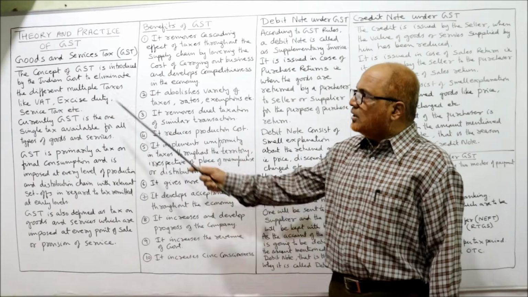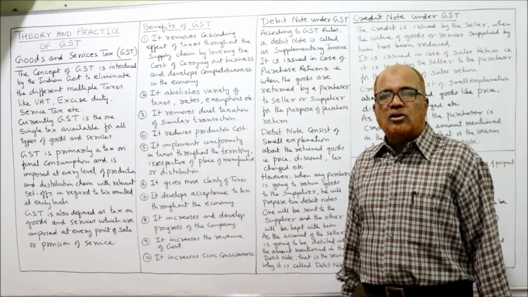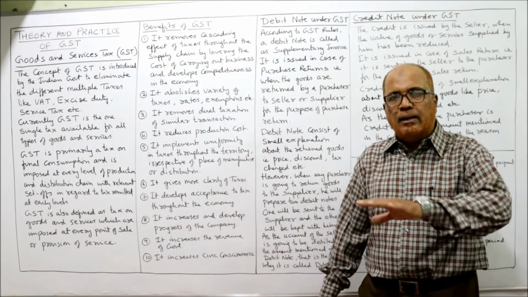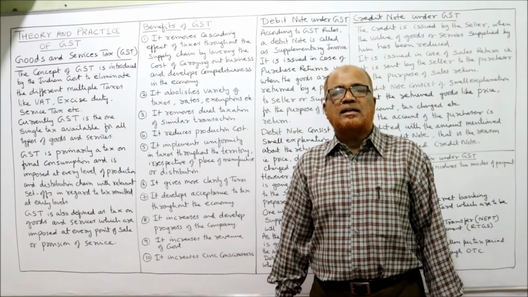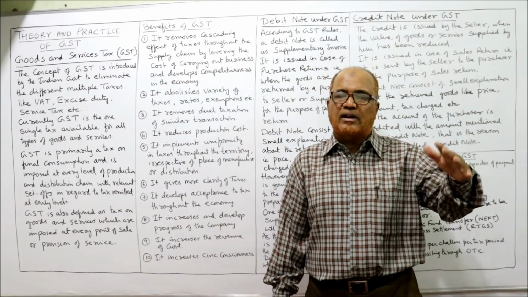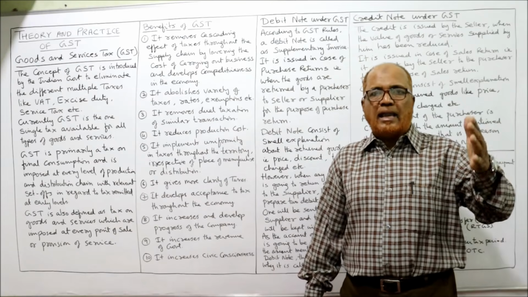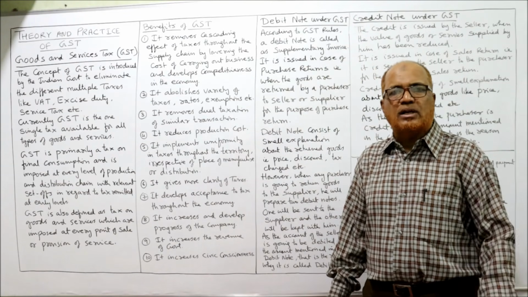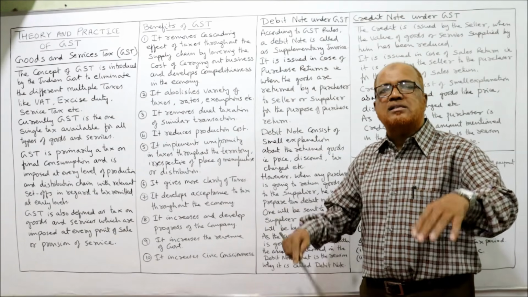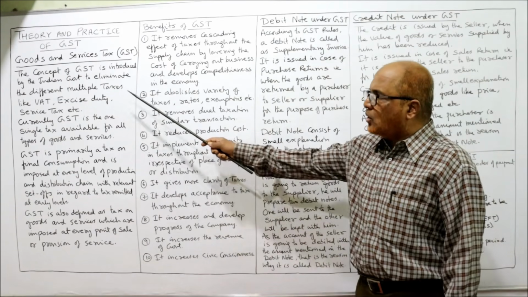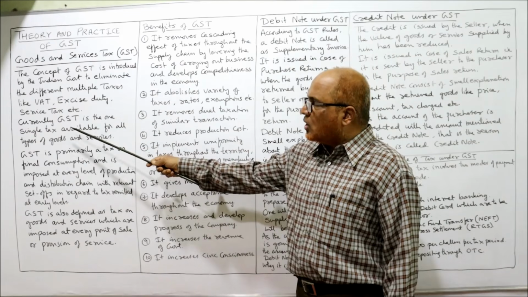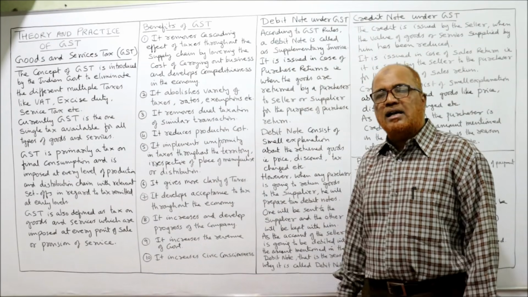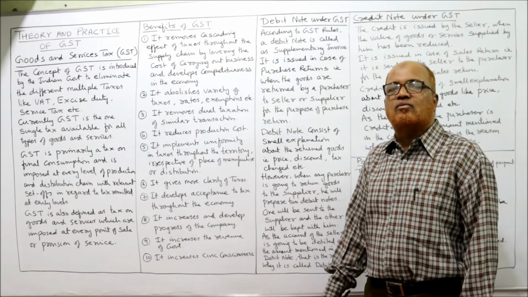Right. So the concept of GST was introduced by the Indian government to eliminate the different types of taxes. Earlier, so many different types of taxes were there, like VAT, sales tax, customs duty, excise duty, etc. All these are removed and a single tax is applied. That is called GST. So currently GST is a single tax available for all types of goods and services.